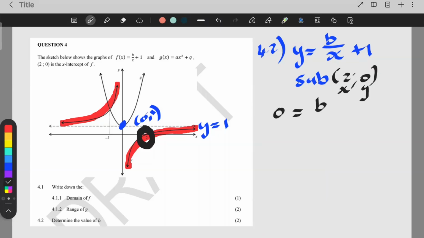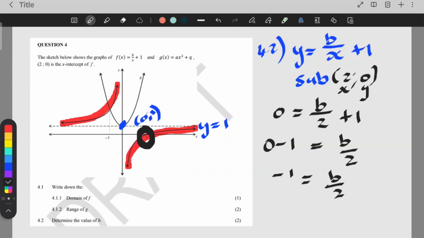So 0 is equal to b over 2 plus 1. I made this y 0 and I made this x 2. Now I'm going to take the 1 over. So 0 minus 1 is b over 2. This gives me negative 1 equals b over 2. Then I'm going to cross multiply: take the 2 over and multiply. So I get negative 2, and this is b. So b is negative 2. There you have the value for b. So the equation of the hyperbola, let's write this down: f of x is negative 2 over x plus 1.